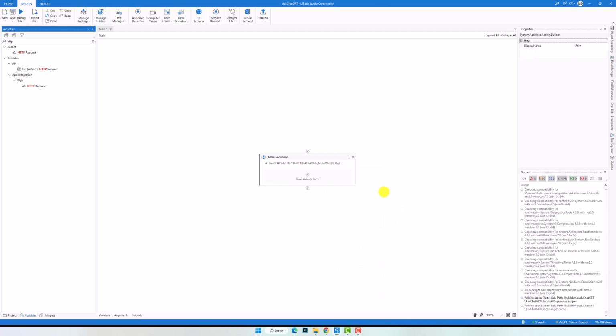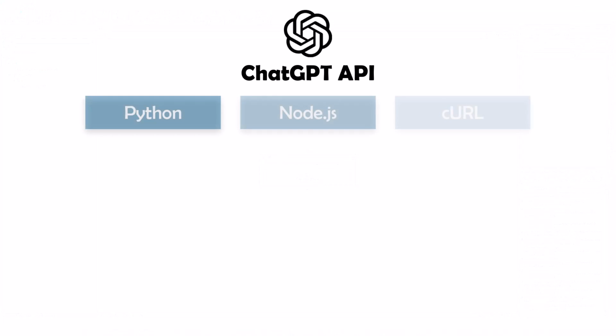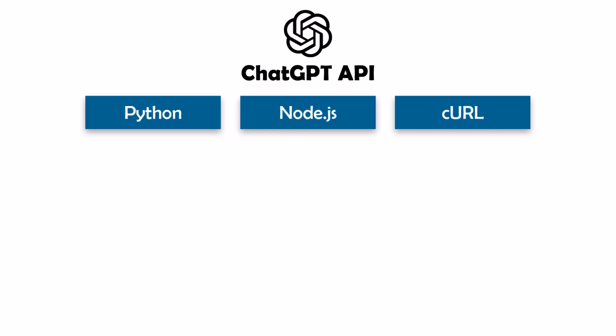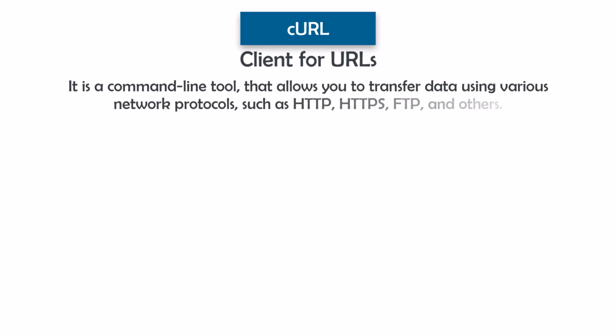Before starting to learn how to use the API in UiPath, let me explain some important points you have to know before starting to use the API. To use the ChatGPT API we have the following three options. In this video I will show you only the third option, that we can use without the need to install any external packages or use any other libraries. cURL stands for Client for URLs. It is a command line tool that allows you to transfer data using various network protocols, such as HTTP, HTTPS, FTP, and others.